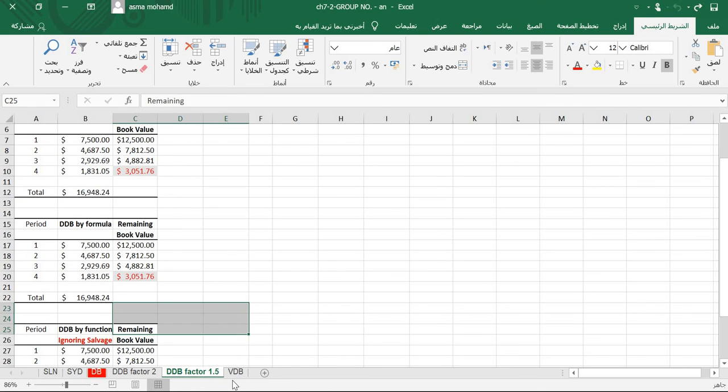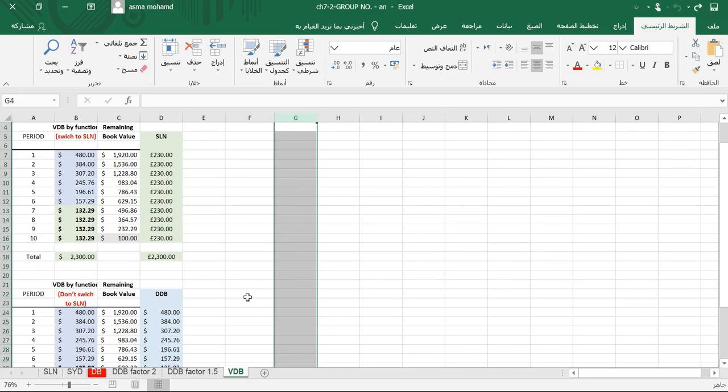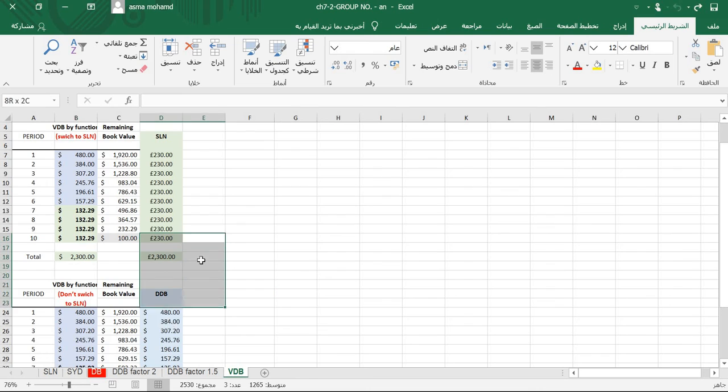Now, let's move on to the variable declining balance. What is the variable declining balance? It's actually a double declining balance, but it will switch to the straight line method. The variable declining balance will switch to the straight line method when the book value will be less under the straight line method.